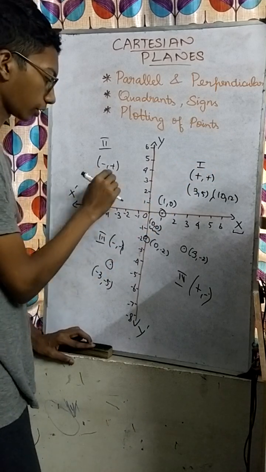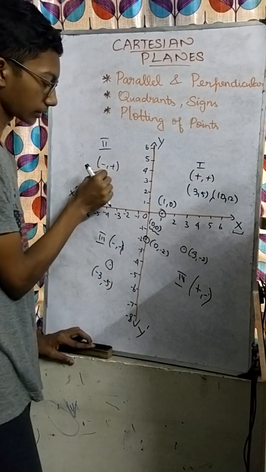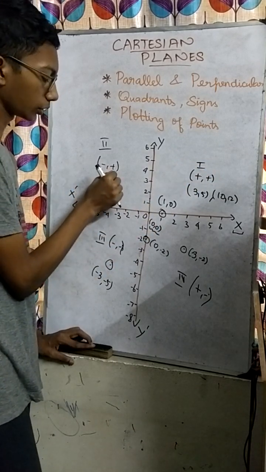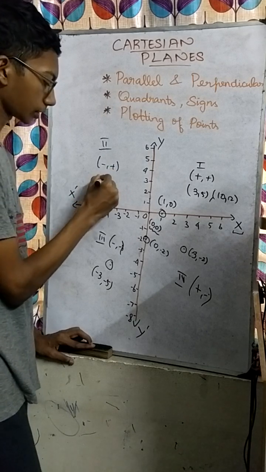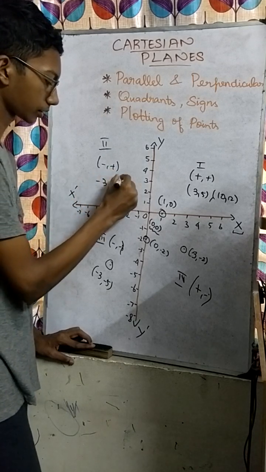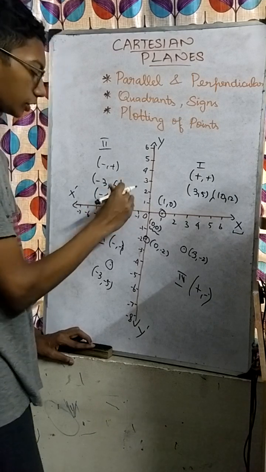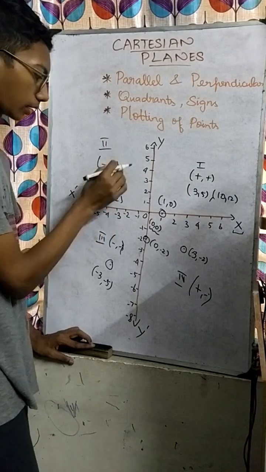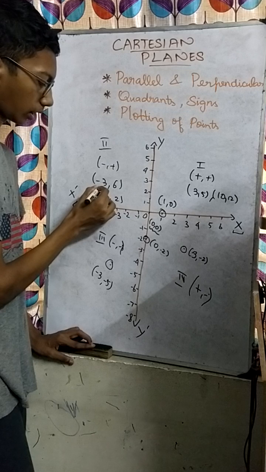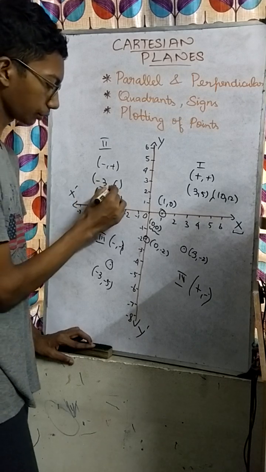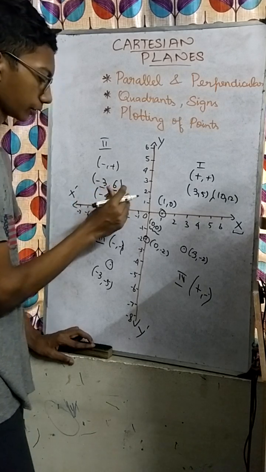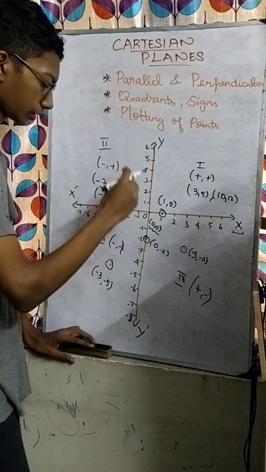Now the same goes for the second quadrant, that is the abscissa must be negative and the ordinate must be positive. Let's say minus 3 comma 6, minus 4 comma 2. All these points come under the second quadrant, minus and positive. That is the x-axis number is negative and the y-axis number is positive. So all these numbers come in this region.